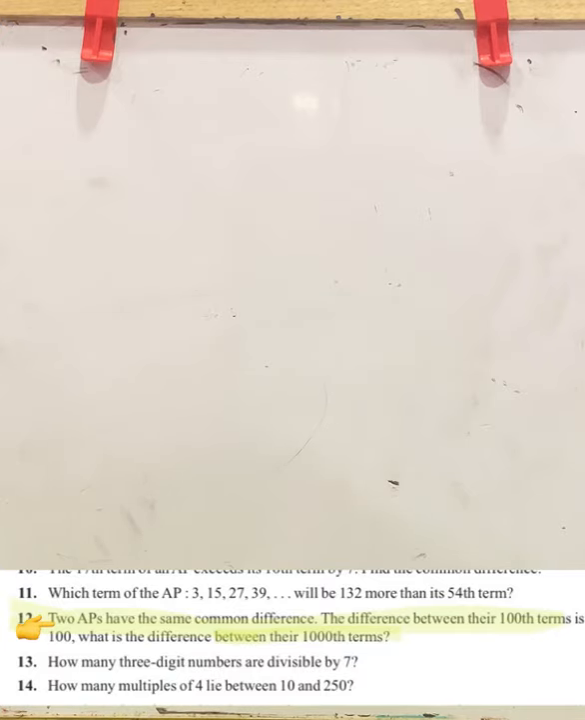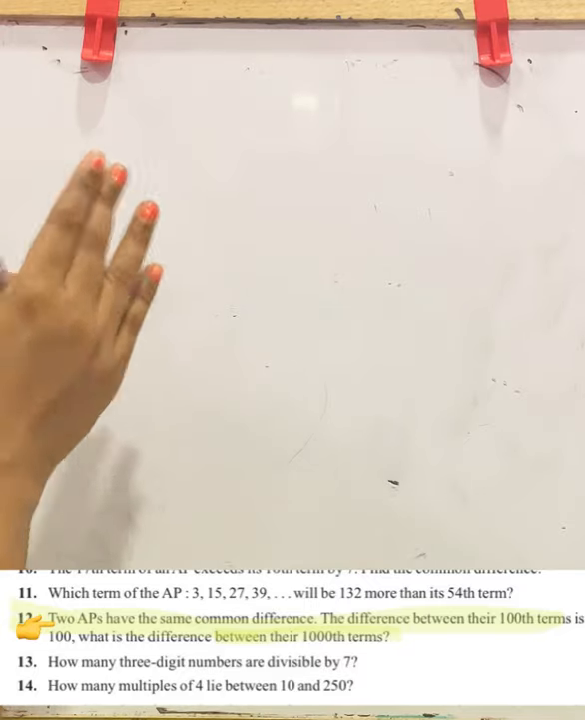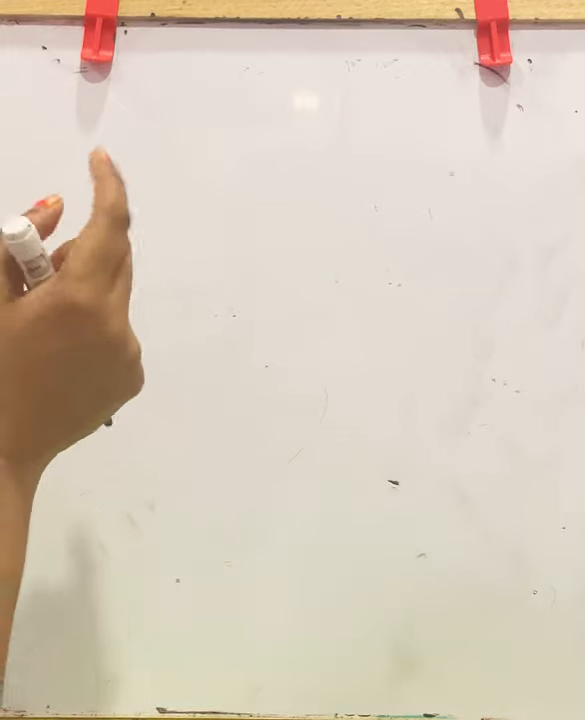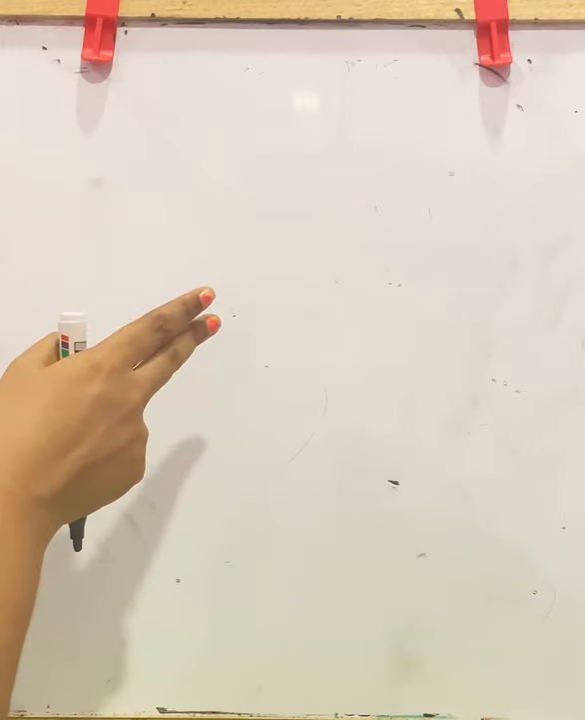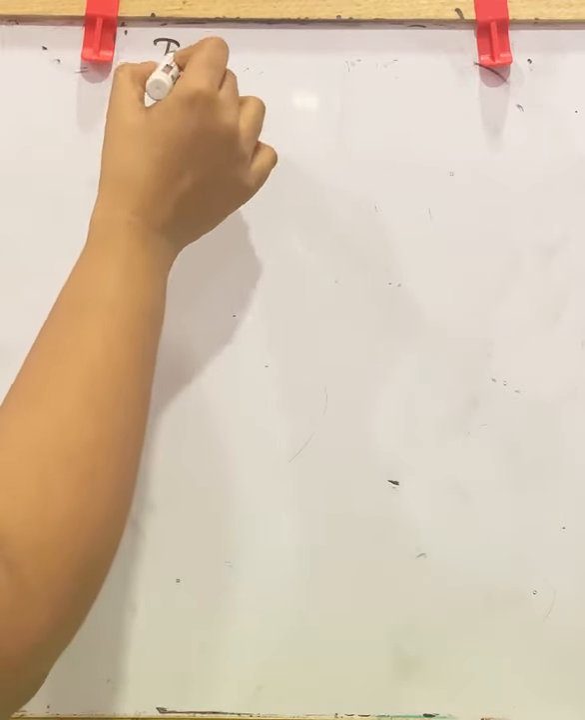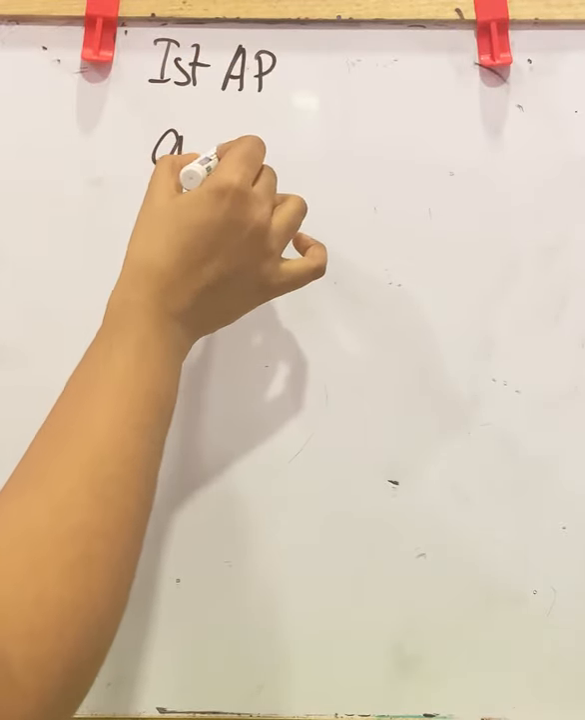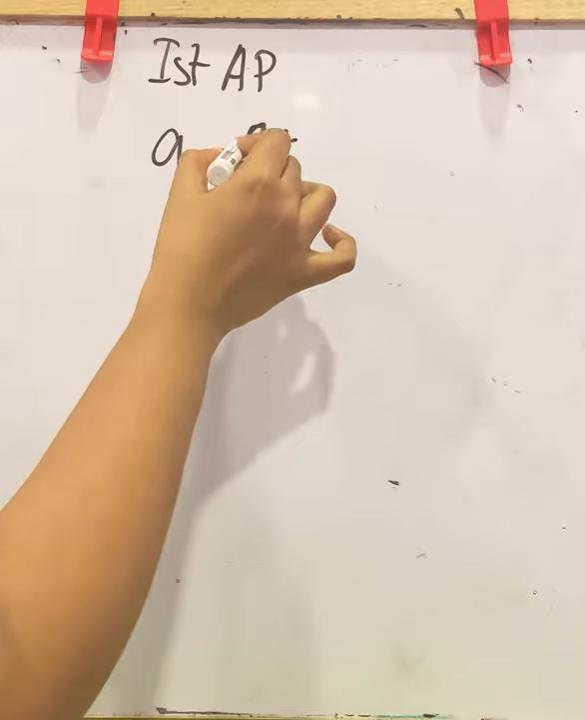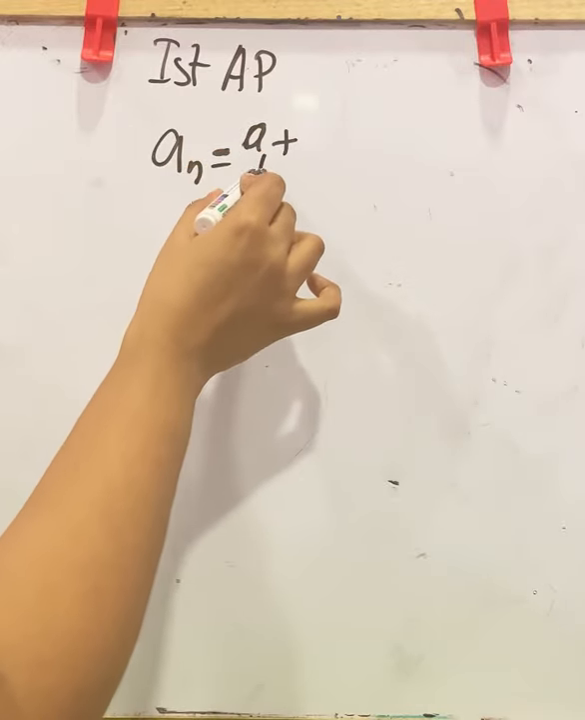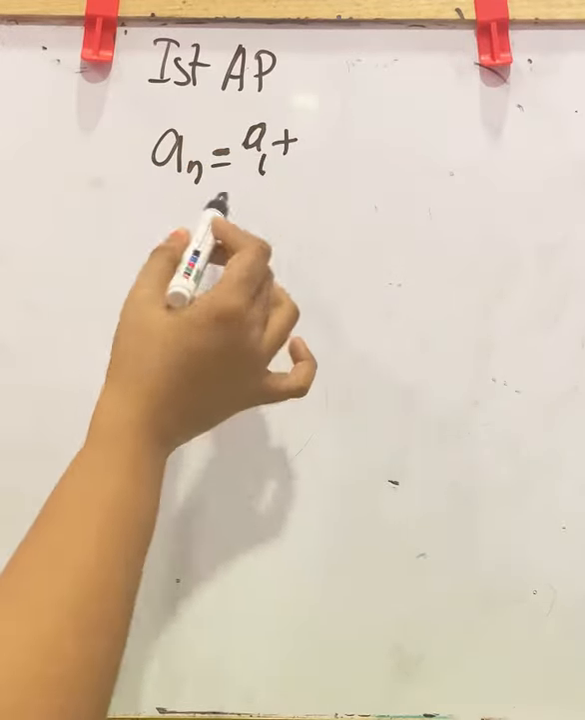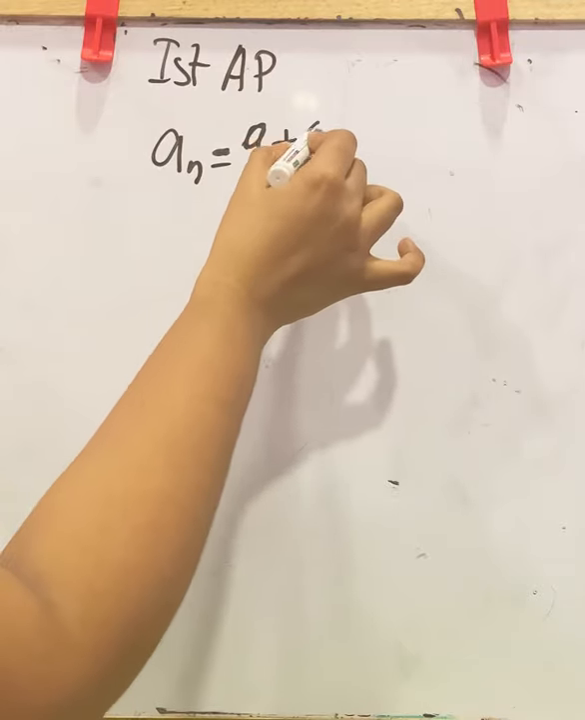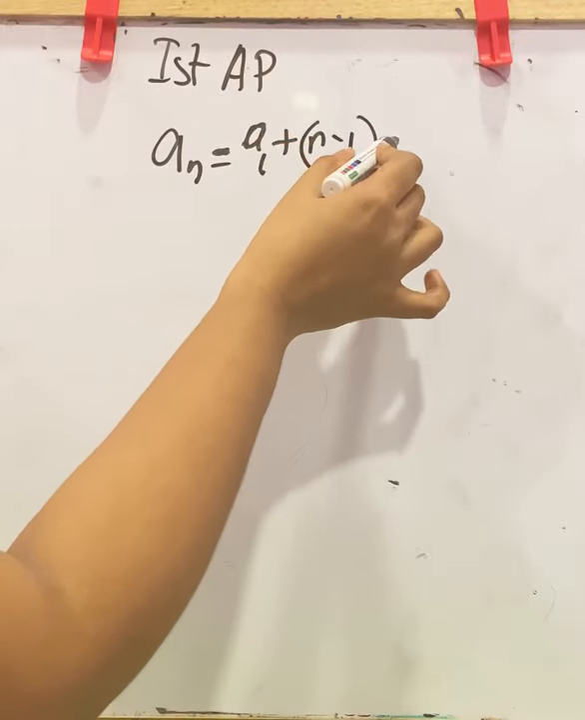Two APs have the same common difference. We have two different APs. Both the APs have the common difference same. D is same for two APs. How will you write the first AP? First AP: AN equals A plus... Let A1 be the first term of first AP. A1 plus (N minus 1) into D.